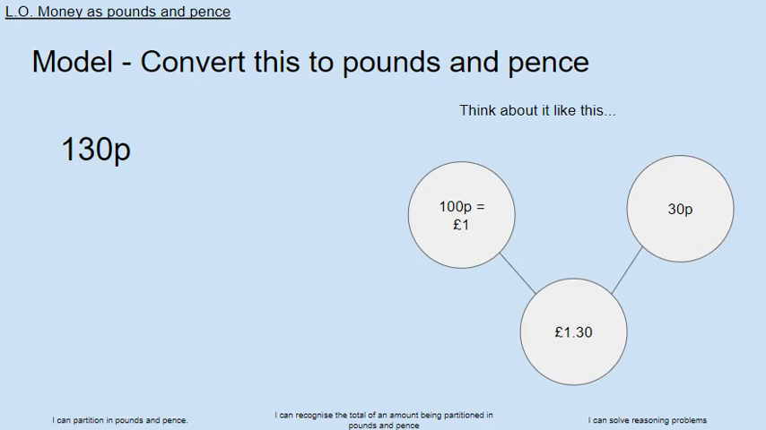If you separate it out, so you know there's 100 pennies in a pound, and then 30p, it can help you work this out if you separate it out that way using the part whole model. And if you got the answer £1.30, give yourself a round of applause.